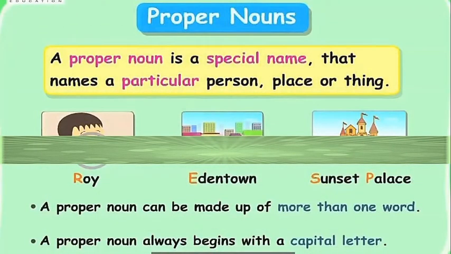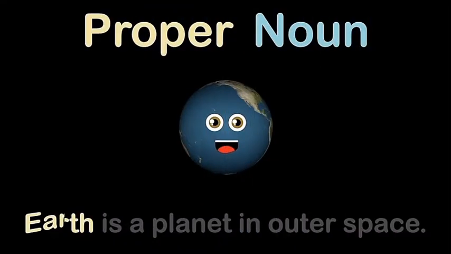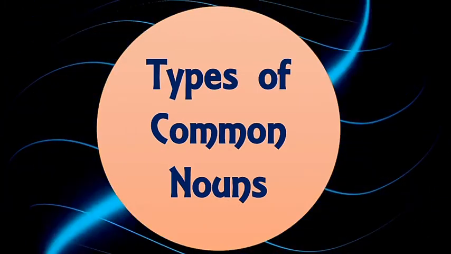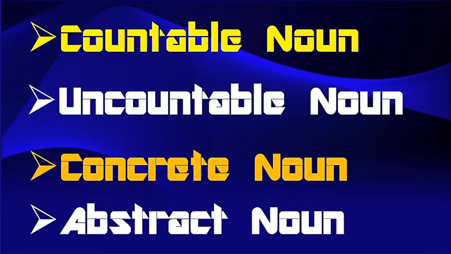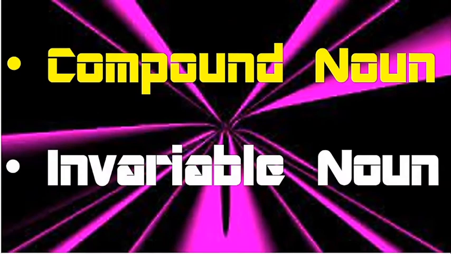Proper nouns, on the other hand, name particular persons, places, or things. Proper nouns require initial capitalization regardless of where they occur in a sentence. Types of common nouns: countable noun, uncountable noun, concrete noun, abstract noun, collective noun, material noun, mass noun, possessive noun, compound noun, and invariable noun. Please note that you may not find these classifications in a single reference on English grammar, but I decided to give you this compilation in this lesson.